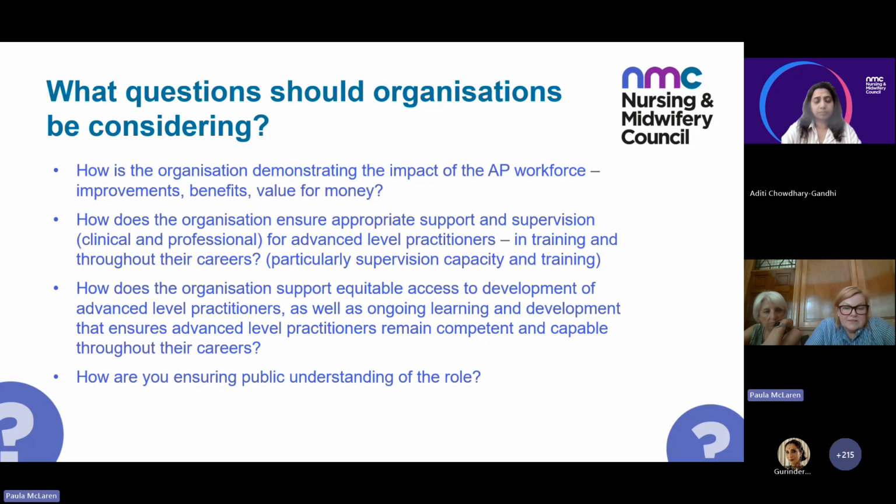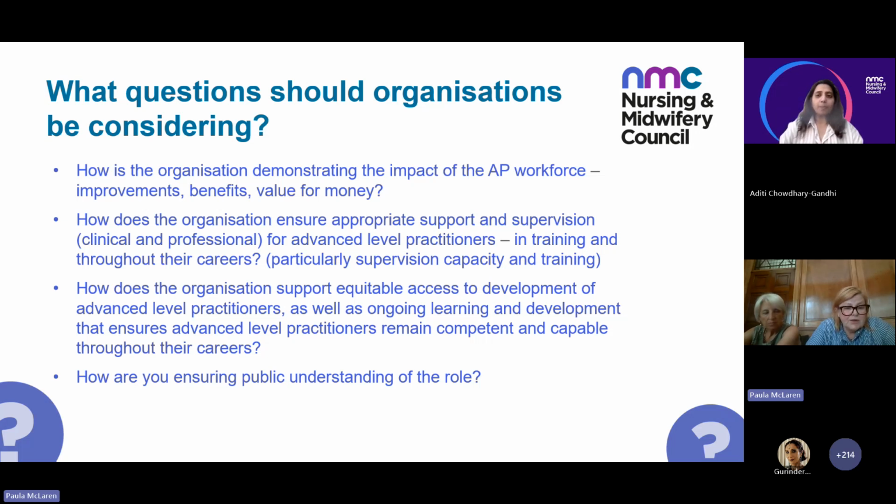And just a few more things to get you thinking about your organisation around advanced practice. How are you demonstrating the impact, as I said earlier, of the advanced practice workforce, thinking about improvements, benefits, and also value for money? Thinking about how the organisation ensures that appropriate support and supervision, so clinical and professional supervision for advanced level practitioners, when they're in training, but also importantly, throughout the remainder of their careers.